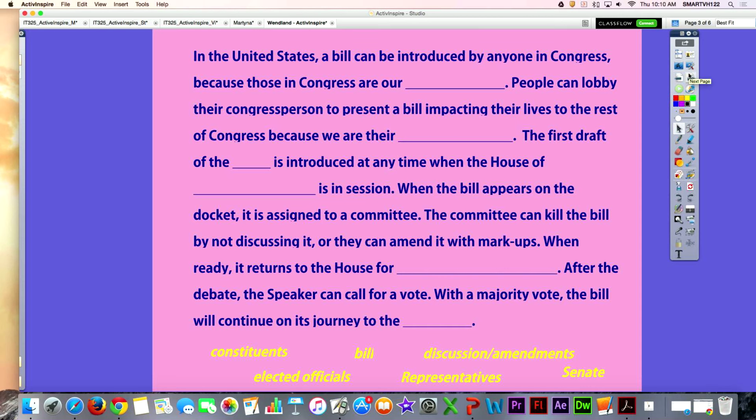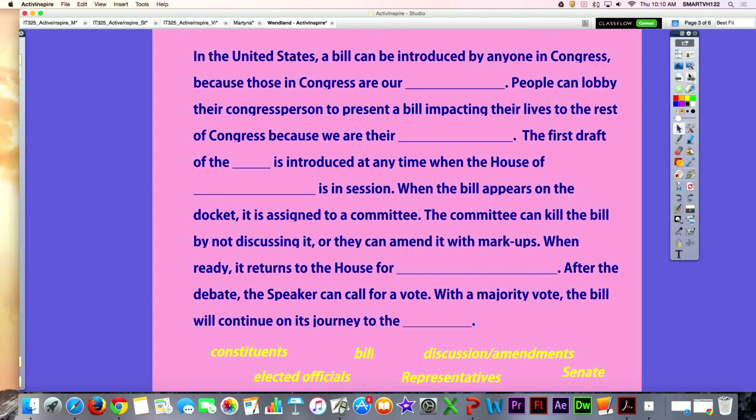Okay, so by 8th grade you should be able to tell me what all of these words are. So instead of making them all come up, if you just want to shout them out, that's great with me. So in the United States, a bill can be introduced by anyone in Congress, because in Congress, the people up there are our what? This is your word bank. You've got constituents, bill, discussions, amendments, elected officials, representatives, Senate.